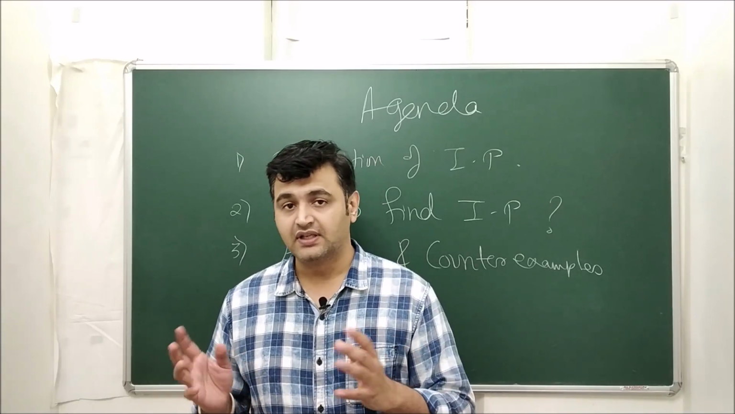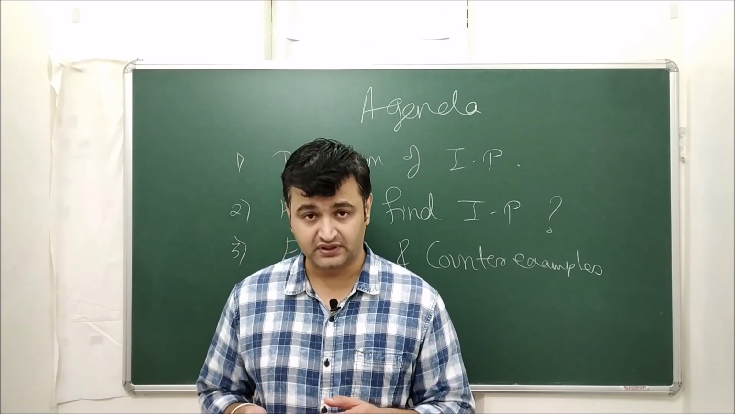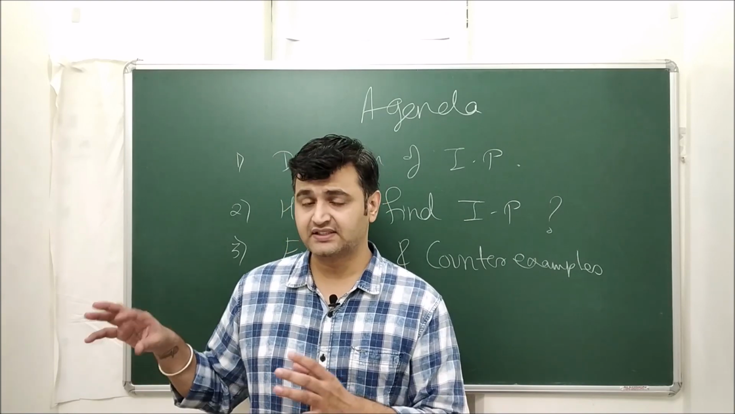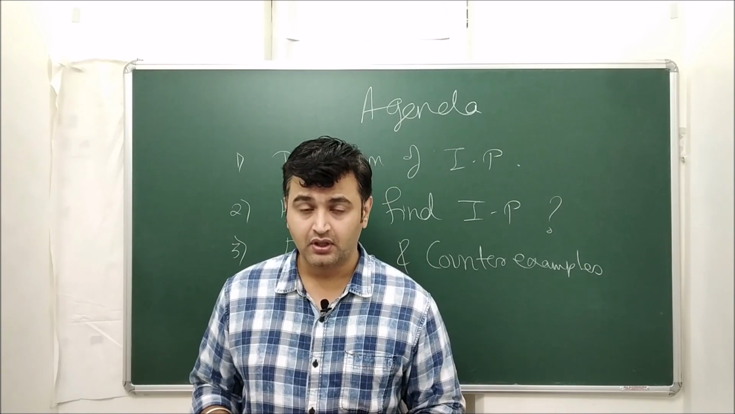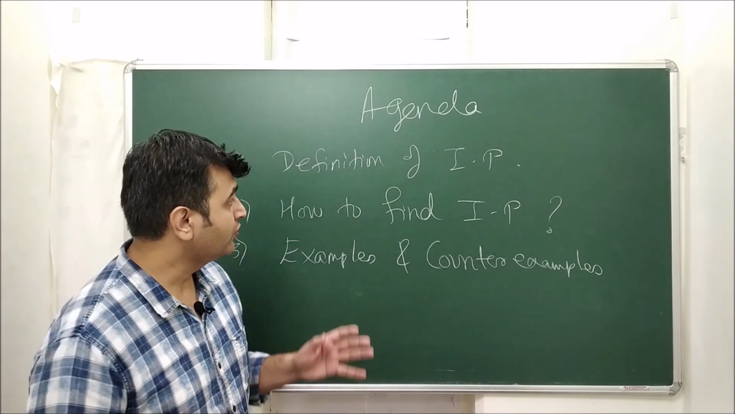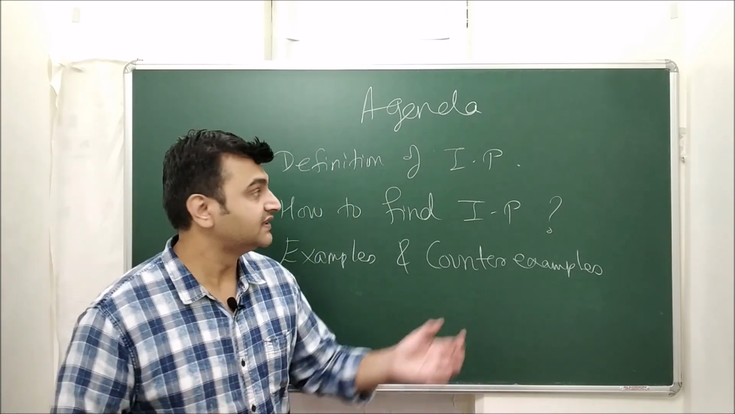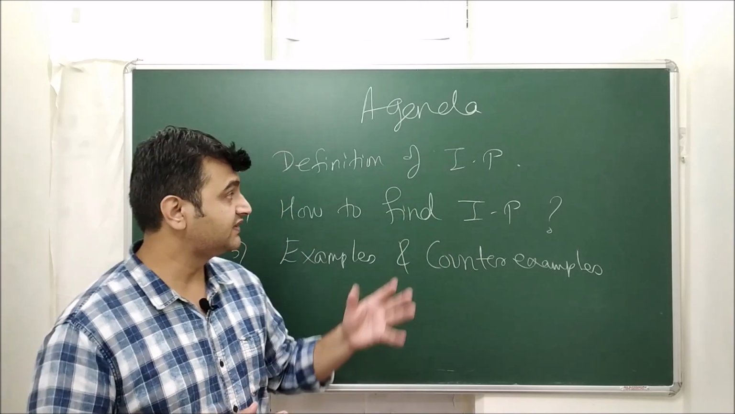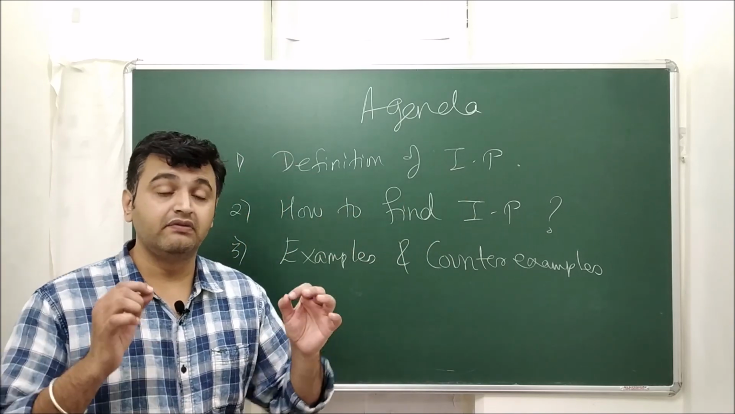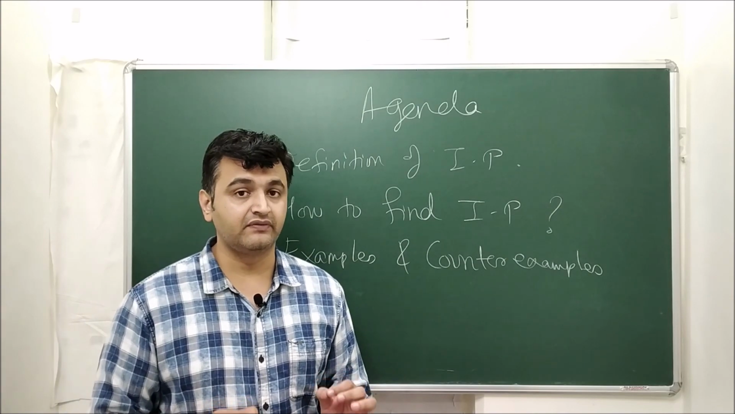In the last lecture we talked about concavity of a function, concave up and concave down, and its connection with double derivatives. Today we are going to talk about the concept of inflection points, IP. We will see the definition of inflection point, and we will try to understand it.